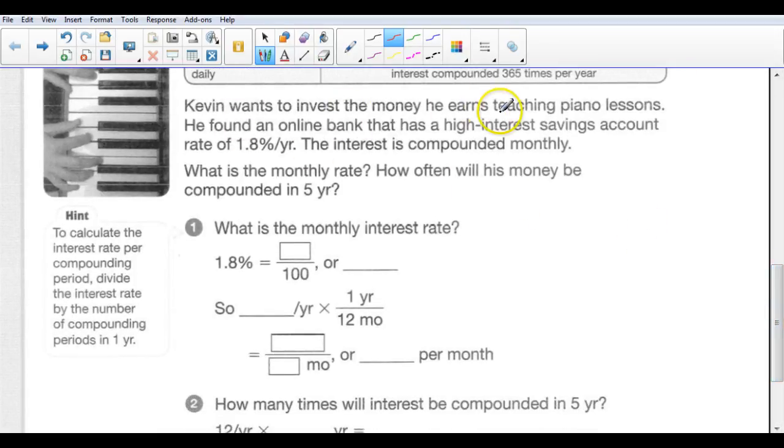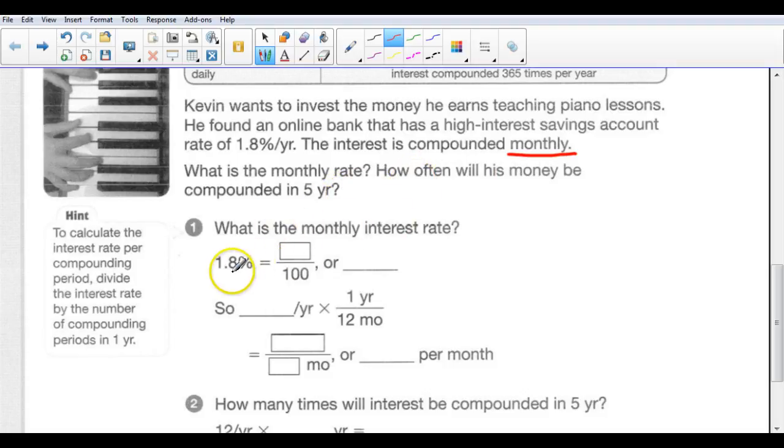Kevin wants to invest the money he earns teaching piano lessons. He found an online bank that has a high interest savings account rate of 1.8% per year, but the interest is compounded monthly. It's 1.8% per year, but they compound it monthly. So what does that mean? What is the monthly rate, and how often will his money be compounded in 5 years? So what is the monthly interest rate?